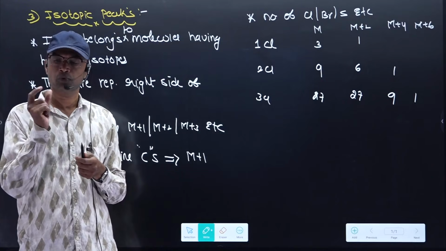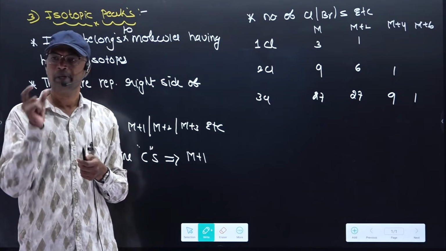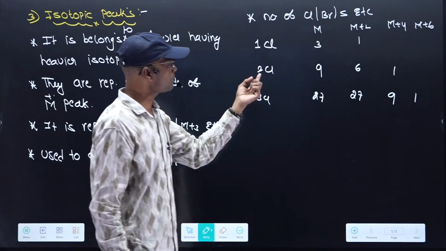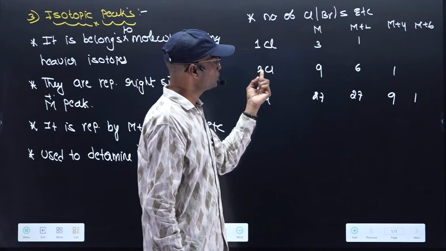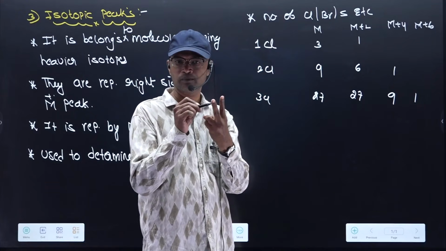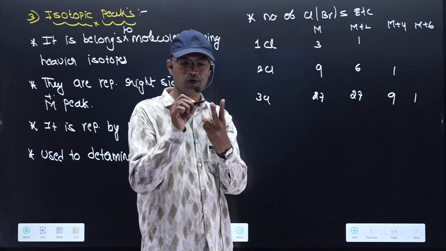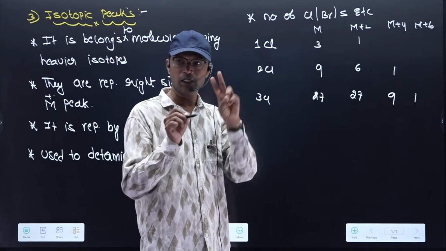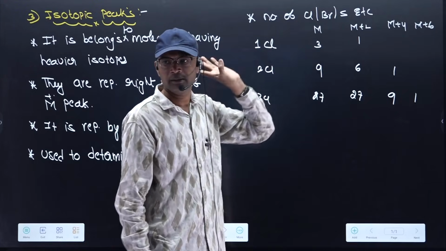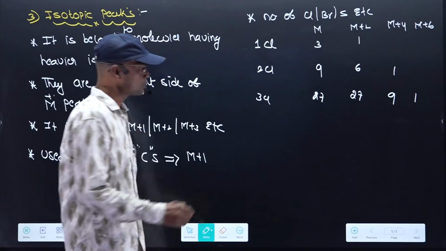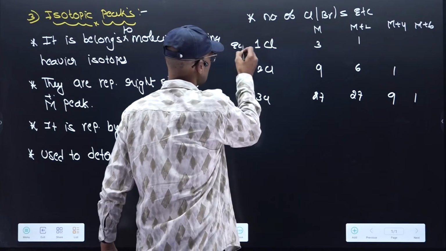But the advantage of knowing isotopic peaks is how many isotopes are present in one molecule. See here, how many chlorines are present? 2 chlorines. So the 2 chlorines may both be lighter isotopes. In these 2 chlorines, one may be lighter and the other heavier, or both may be heavier. That information is given only by isotopic peaks. Okay, so this is one of the examples.